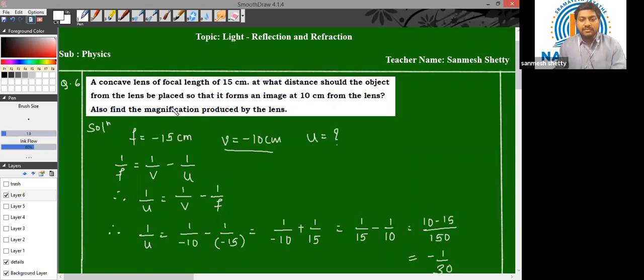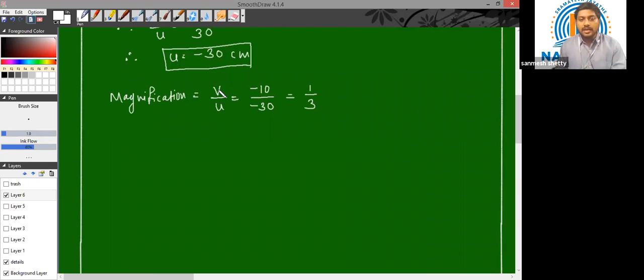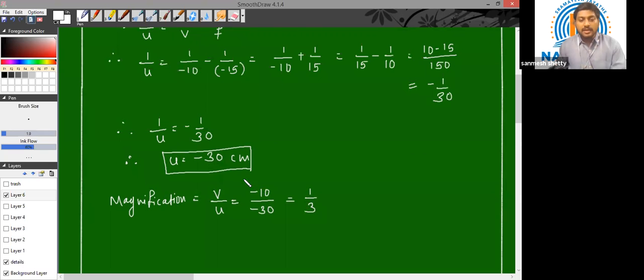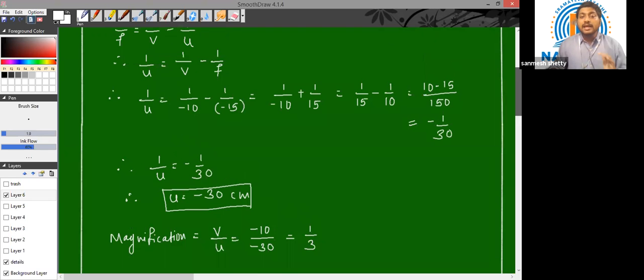Now they are asking for the magnification produced. Again, the magnification formula here is v by u, for lenses, we already know. v is equal to minus 10 centimeter, u is equal to minus 30, just now we found. Minus minus will become plus, so the magnification will be 1 by 3. As we can see from here, the magnification's mod value is less than 1, so obviously the image will be diminished. And since the magnification is positive in this case, the image will be an erect image.